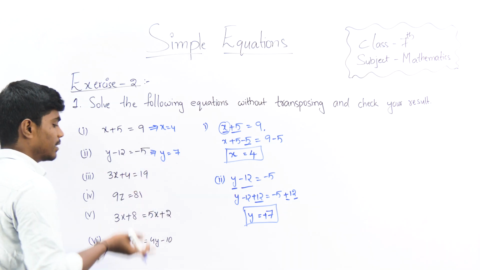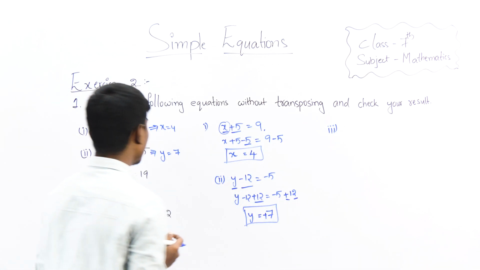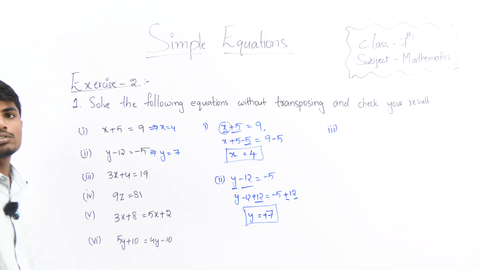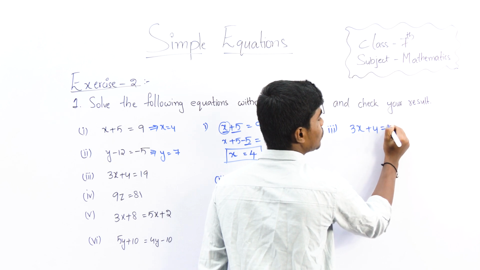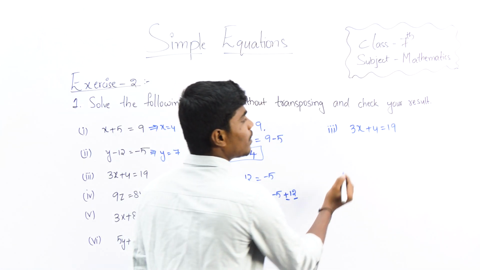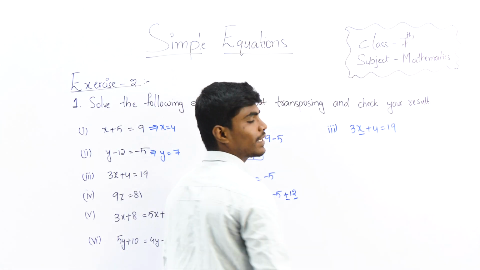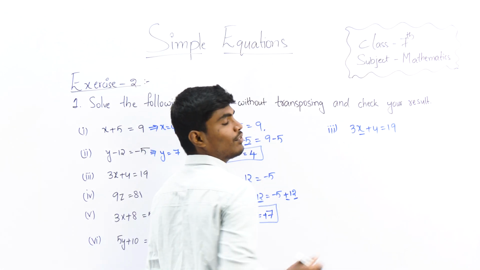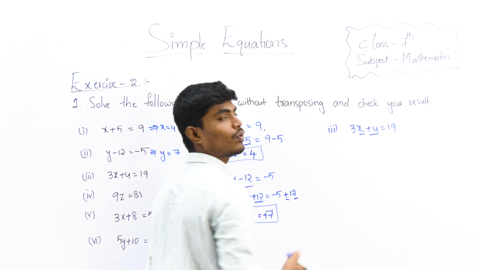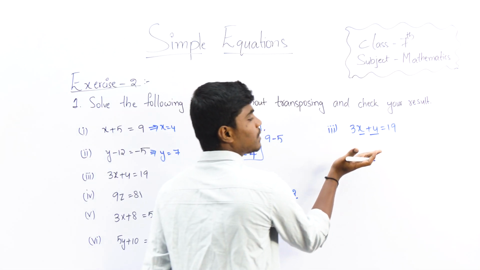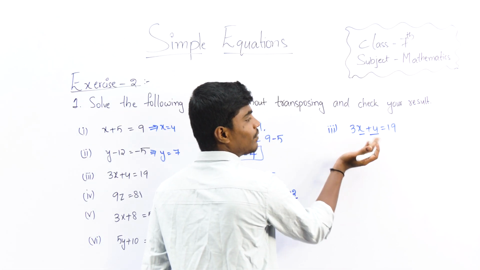Now let's go to the third one. What do we have? 3x plus 4 is equal to 19. Here we have to find the value of x. What do we have extra? Plus 4. So what we have to do? We have to subtract 4 from the left hand side.